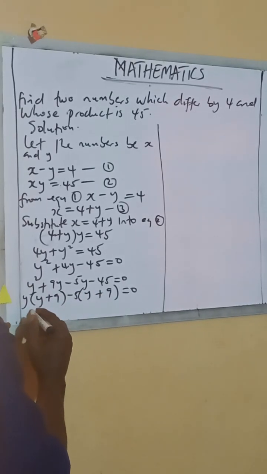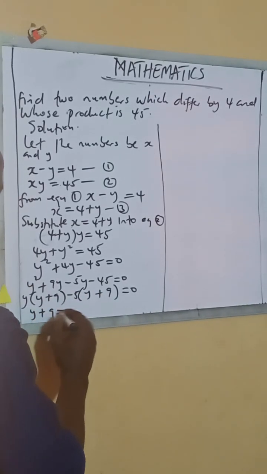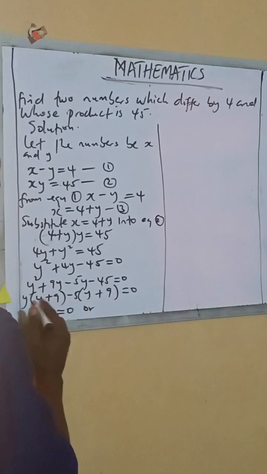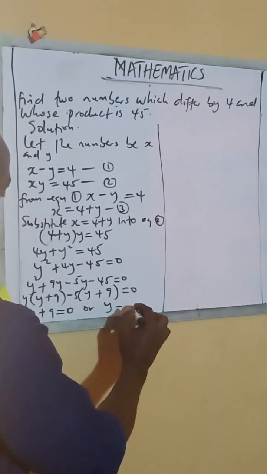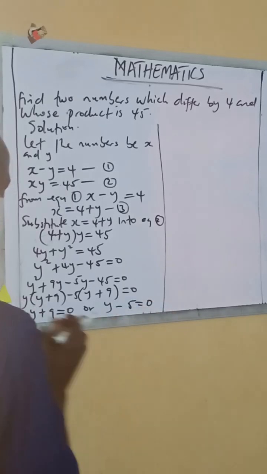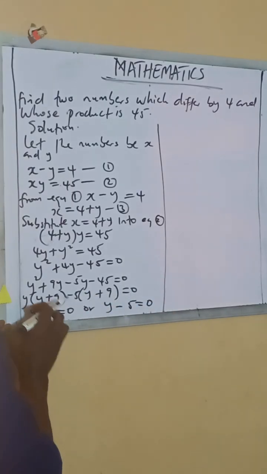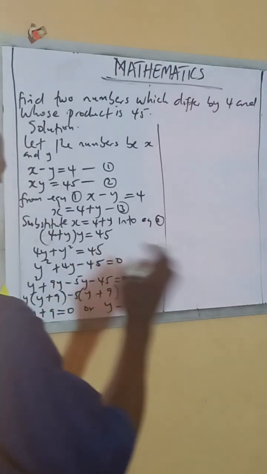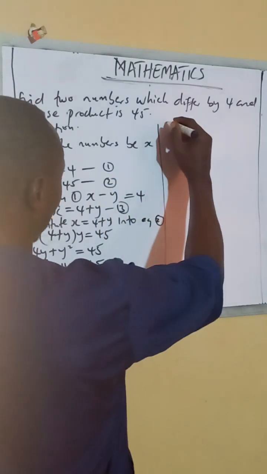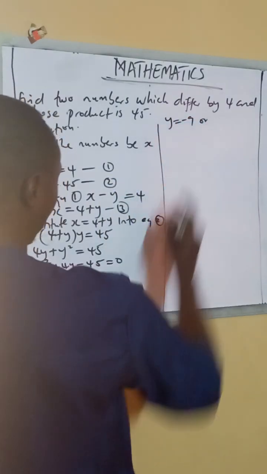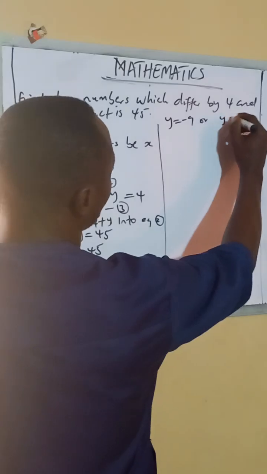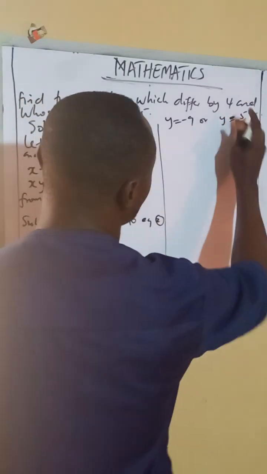The one with the outside can become y plus 9 equal to 0, or y minus 5 equal to 0. So you carry one of these ones come outside. You carry this one and this one come outside. So we work on that. You can say therefore y equal to minus 9, or you can become y equals to 5.